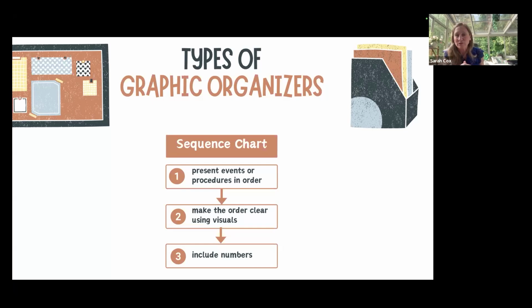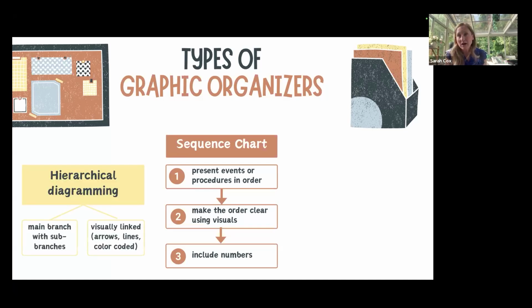We present events or procedures in orders. We need to make sure that we're making the order clear using those visuals. The recommendation is to use numbers to help students recognize the specific order that they need to go in this sequence chart.